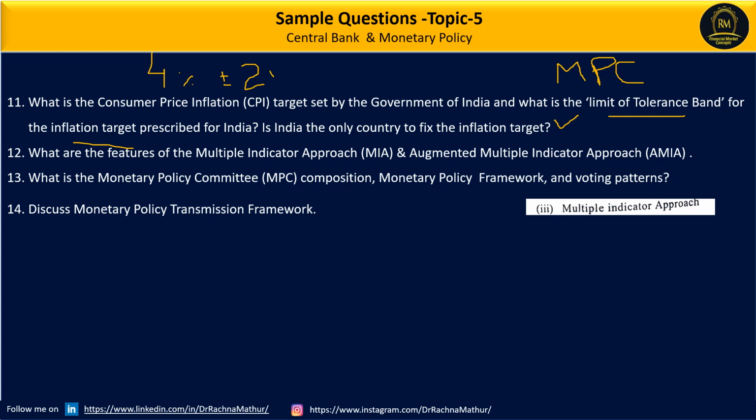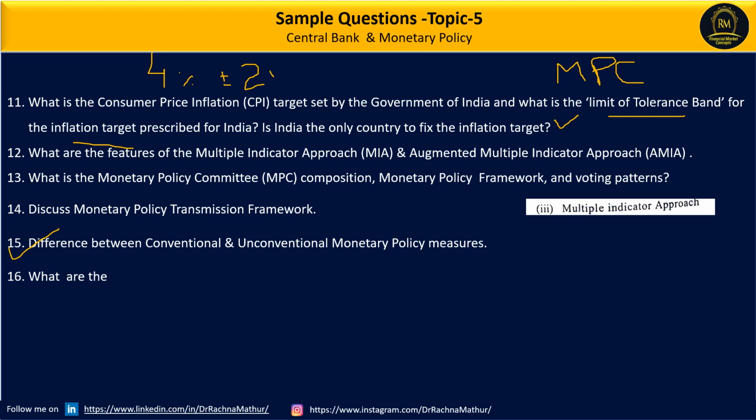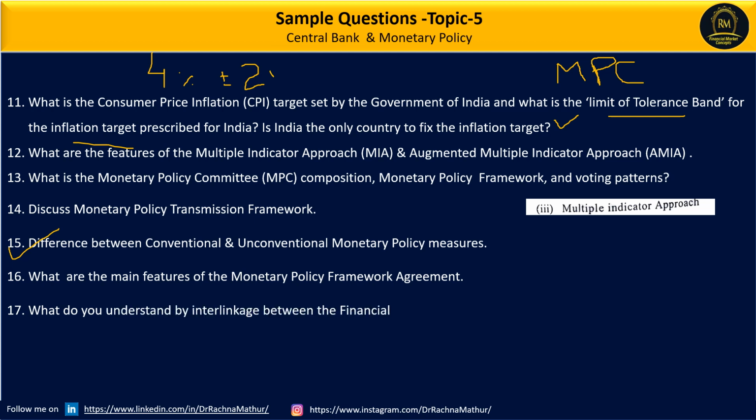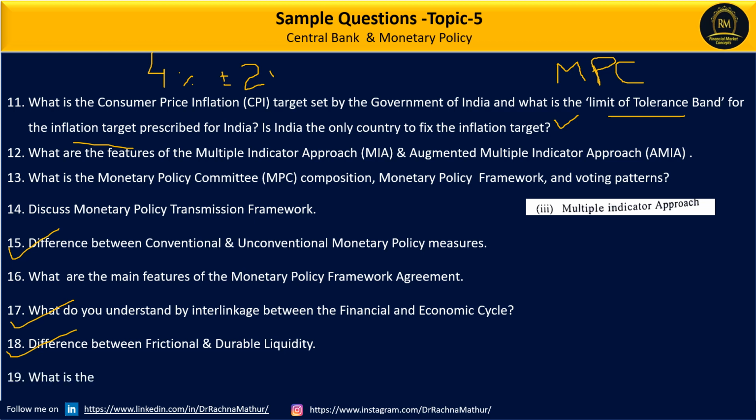Discuss the monetary policy transmission framework. Difference between conventional and non-conventional monetary policy measures. What are the main features of the Monetary Policy Framework Agreement? What do you understand by interlinkage between financial and economic cycle? Difference between frictional and durable liquidity, another important question. And what is the weighted average lending rate?